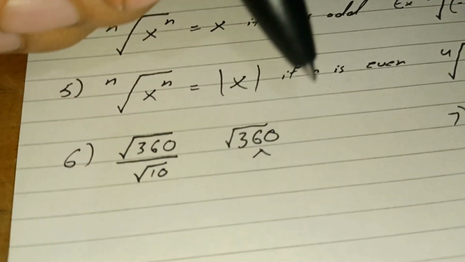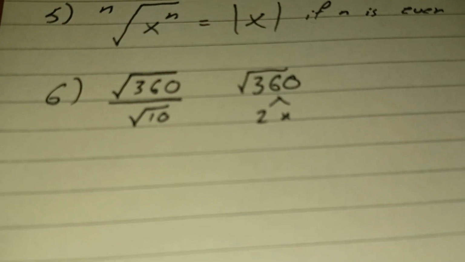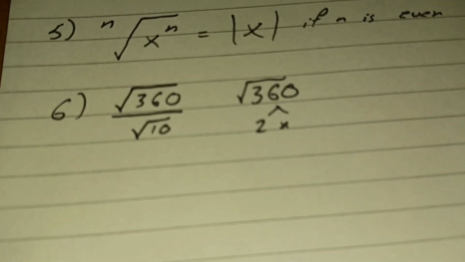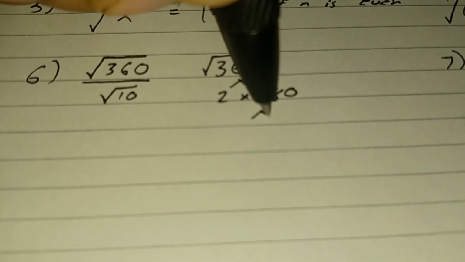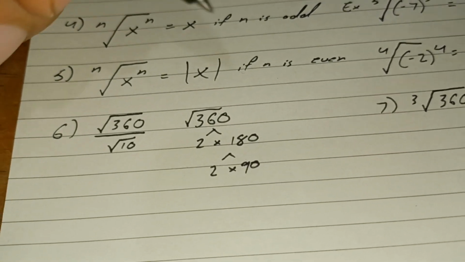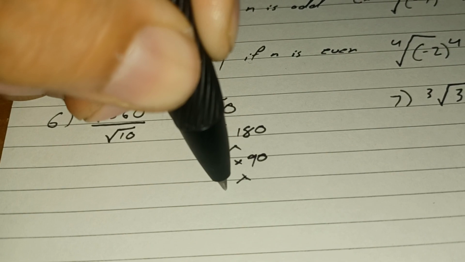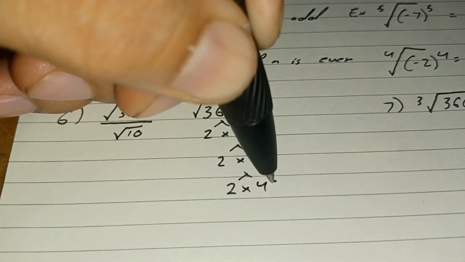So what times what is going to give us 360? Let's start with 2. 2 times what is going to give us 360? 2 times 180 will give us 360. Again, 2 times what is going to give us 180? 2 times 90. And now, 2 times what is going to give us 90? 2 times 45 is going to give us 90.